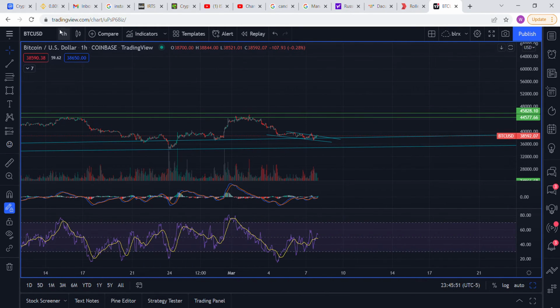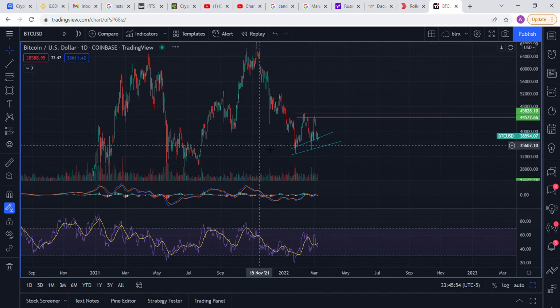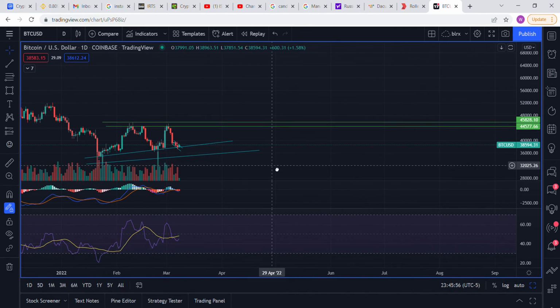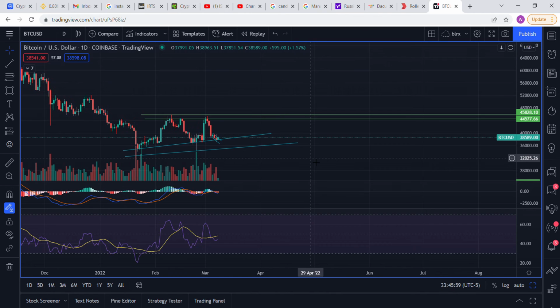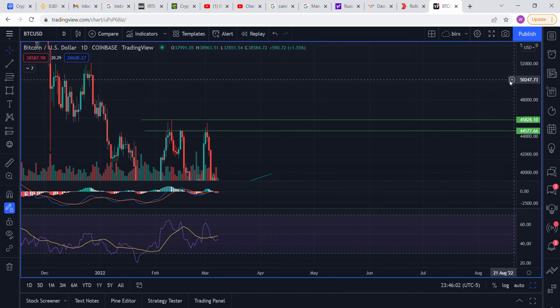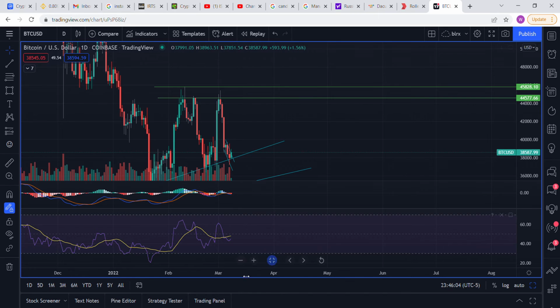Was it this one? No. Oh, okay, let's see. Right here. So it wasn't this, it was more of, what is it? It was more of this, bearish harmony, right?